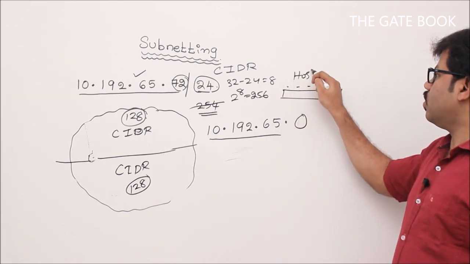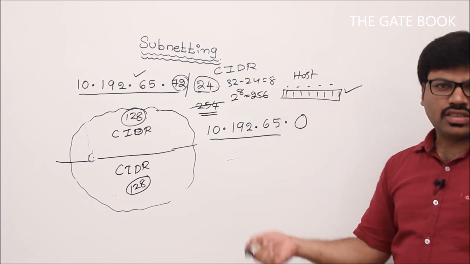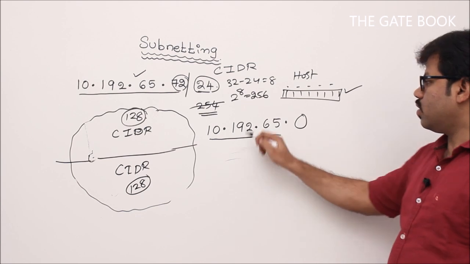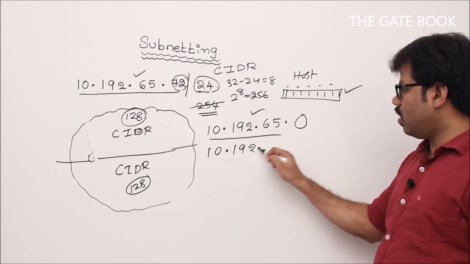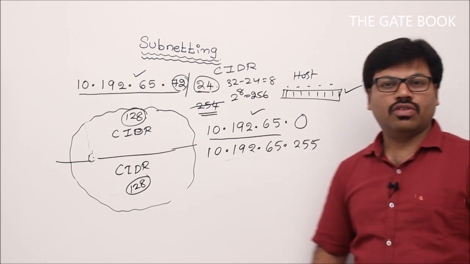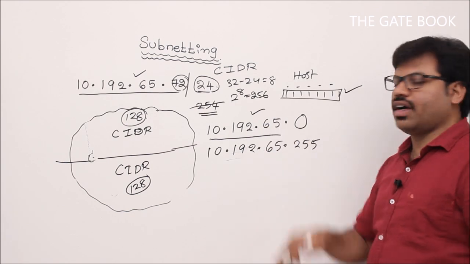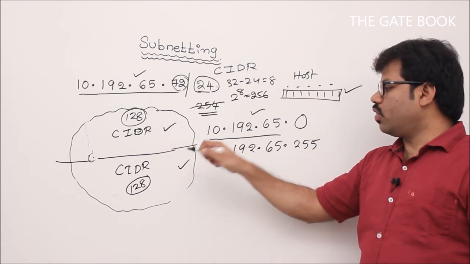If I write all zeros, that is going to be the start. If I write all ones, that is going to be the last address. We know that. That's why this is the starting address. The last address will be 10.192.65.255. Okay. Now I am going to divide them into exactly half. First half will go to this network, second half will go to this network.